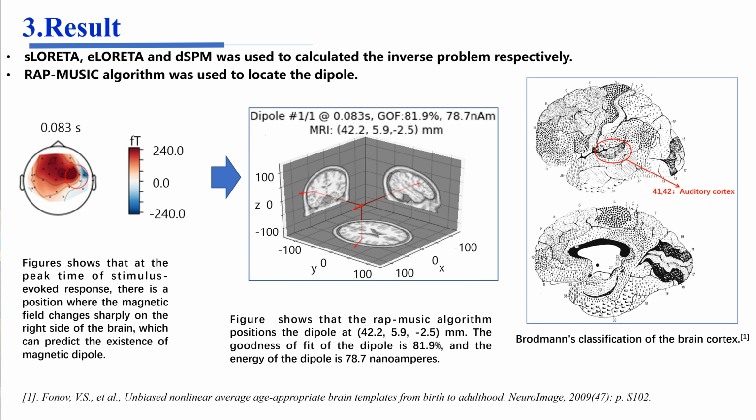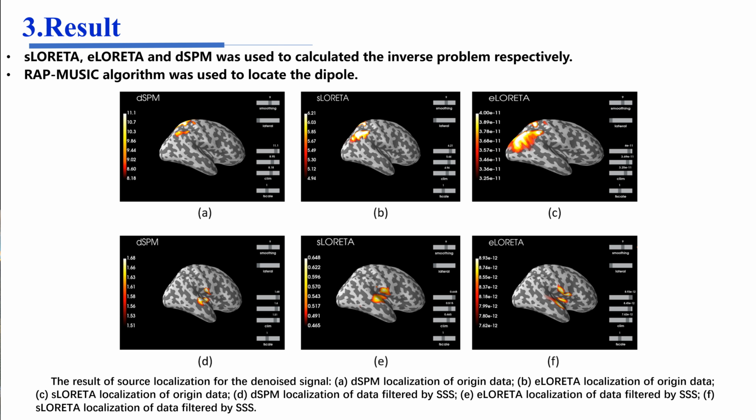We drew the field map of the evoked response signal and found that there was an opposite position of the magnetic field on the right side of the brain. After using dipole fitting to locate, we found that the dipole could be located in the auditory cortex. We also used sLORETA, eLORETA, and dSPM to calculate the inverse problem respectively. It can be seen that the source position after spatial filtering is also well positioned in Brodmann areas 41 and 42.